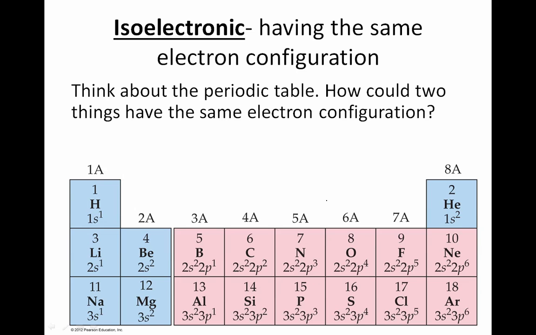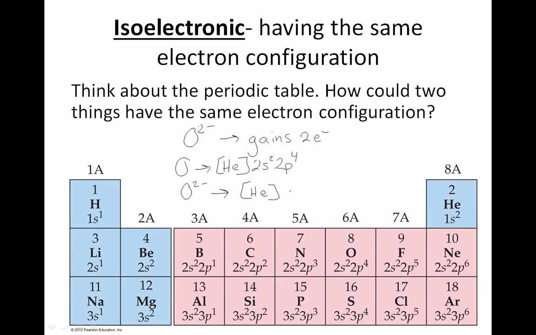So let's do an example. Oxygen. What ion does it form? O2 minus. So that means it gains 2 electrons. So if oxygen has an electron configuration of He 2s2 2p4, O2 minus would have to have an electron configuration of the exact same thing plus 2 electrons. So it gives a structure of 2s2 2p6. What's that the same as? Neon.